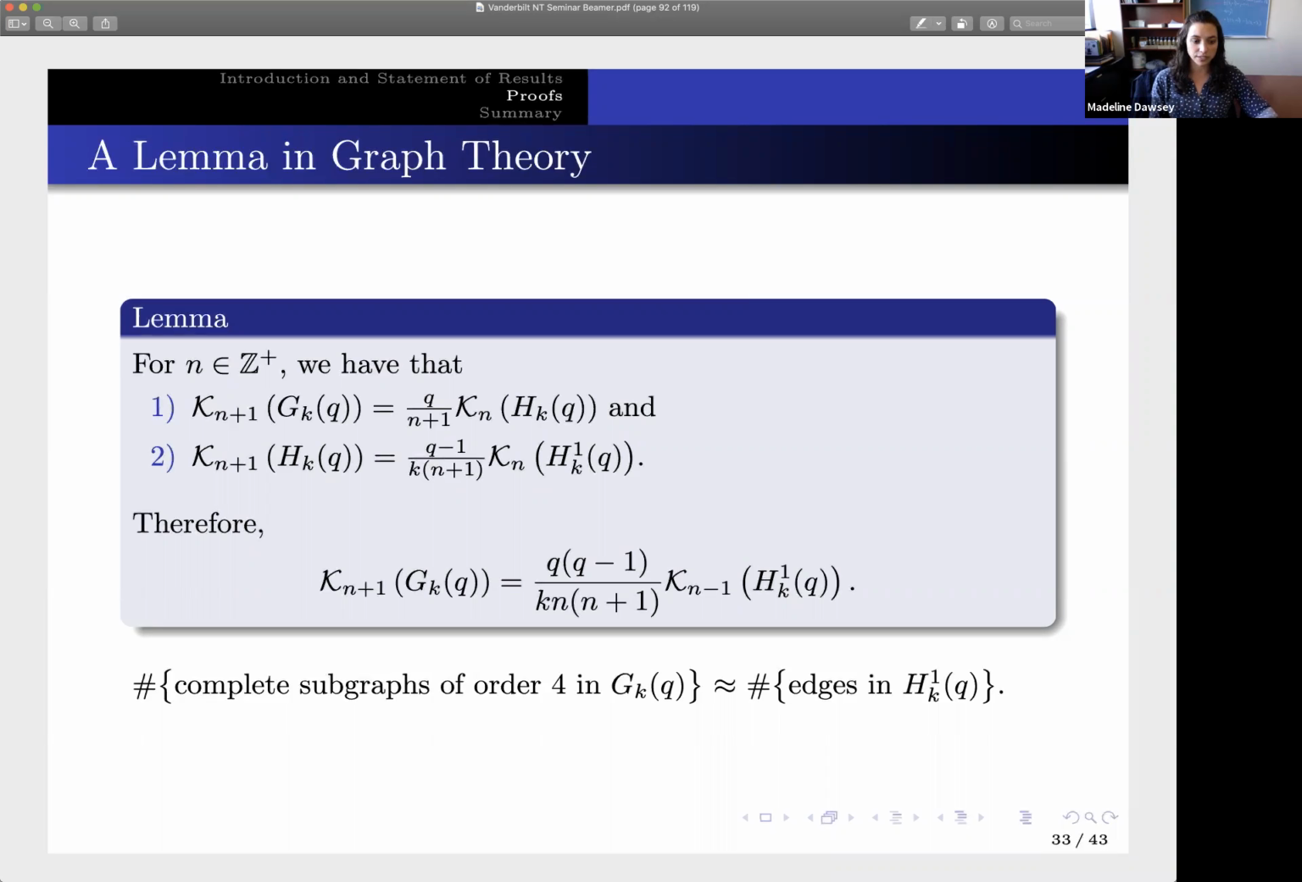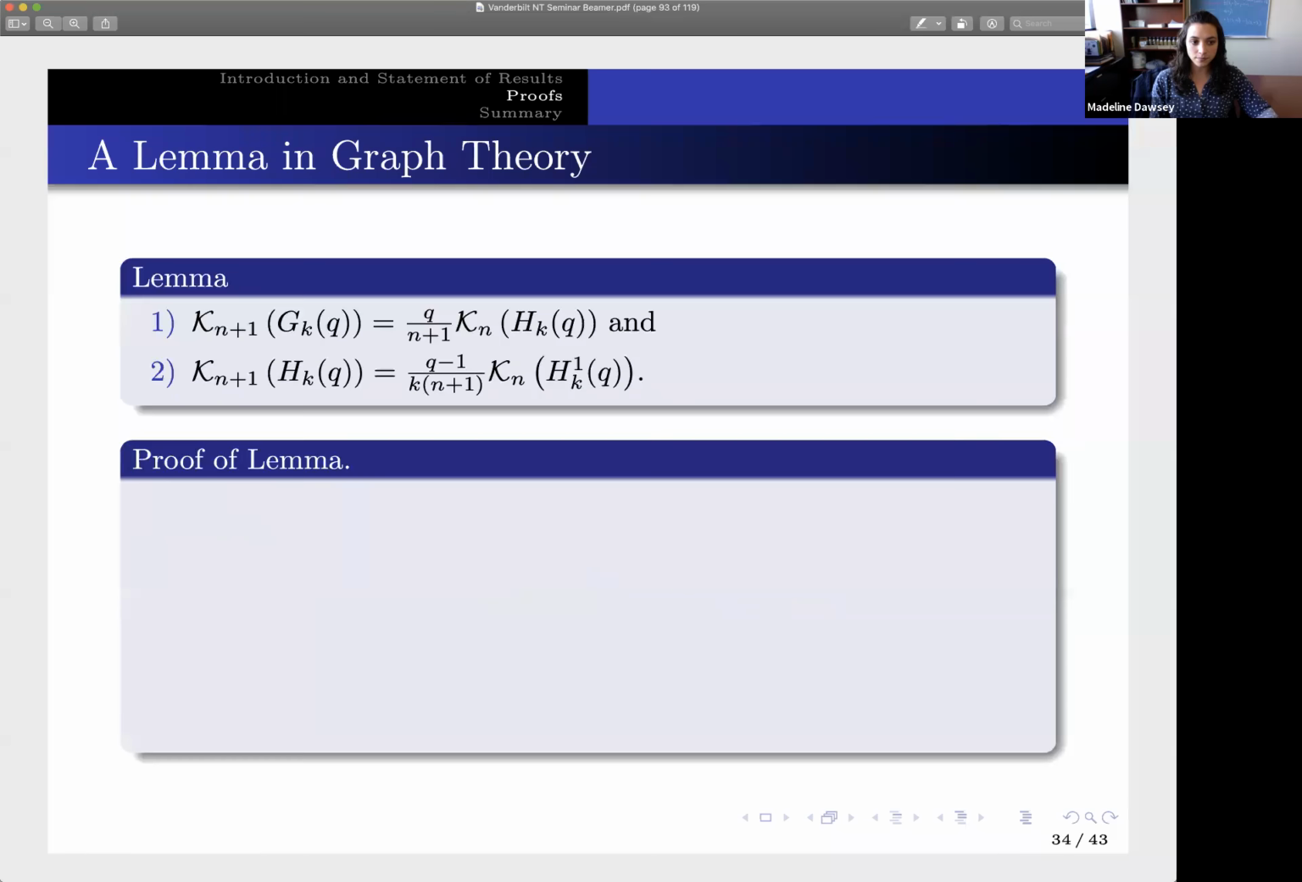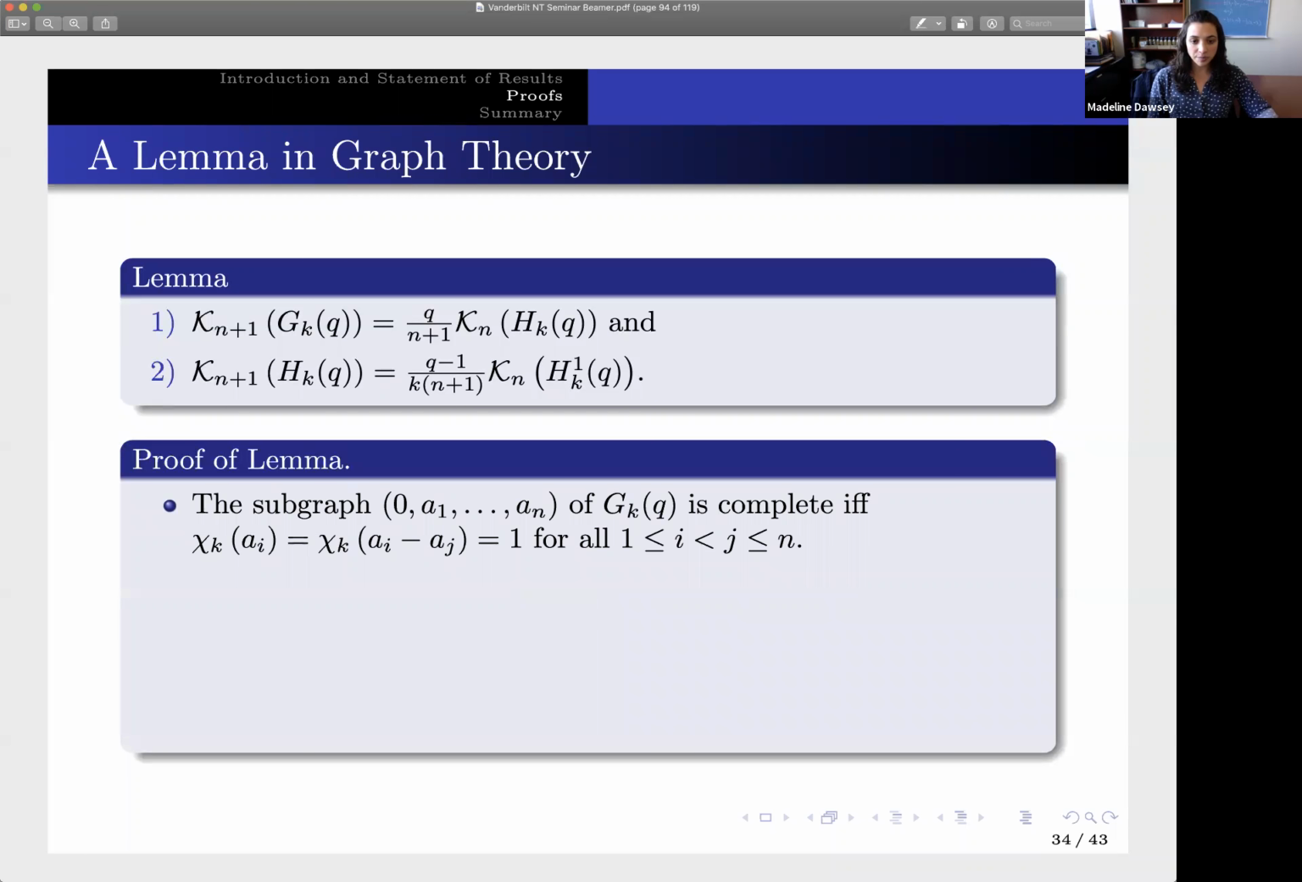So I'll include a little proof of this as well. This is more of a graph theory proof than a hypergeometric functions proof. So if you look at the Paley graph and you take a subgraph with the vertex 0 and n other vertices, well, that's complete, meaning every single edge that could be there is there, if and only if, well, first of all, everything has to be connected to 0, meaning that each thing itself is a quadratic residue or a kth power residue. And then all the differences also have to be kth power residues. But that's the same as just saying if you pluck out that vertex at 0 and you leave the rest of it, that's a complete subgraph in HK of Q.